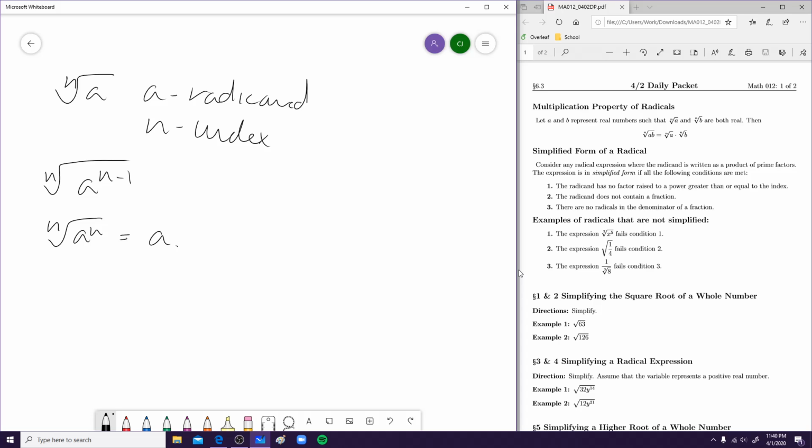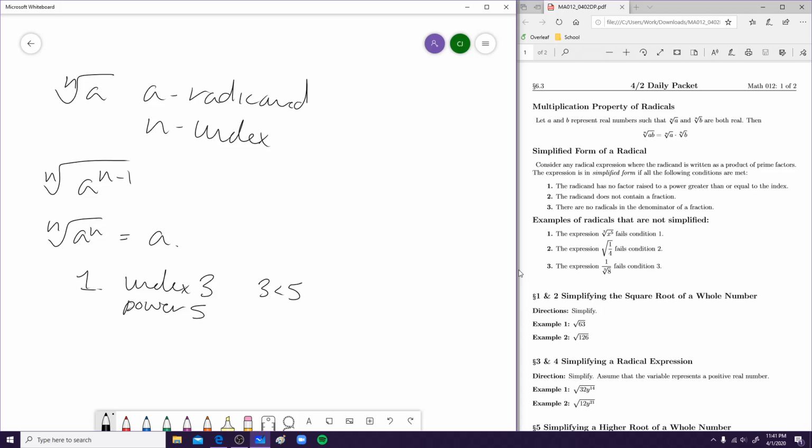The very first example is the expression the cube root of x to the fifth. It fails condition 1 because, so I'll write it down here, for example 1, the index is 3, but the power is 5. Since the index is less than the power, this is not simplified.